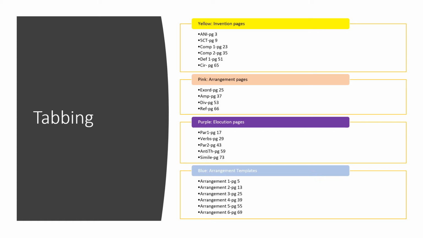However, if you are on arrangement 3, you have to do every worksheet that comes before that tab. So you would have to do everything before page 25. So you'd have to do comparison 1 on page 23. You would have to do the exordium on page 25, and the parallelism 1 on page 17.